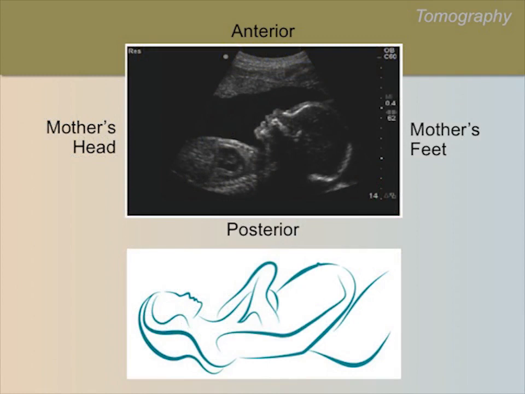Now let's apply these terms to an ultrasound image. This is an image of a fetus that is head down, which is a longitudinal lie, and more specifically, a cephalic presentation. Standard practice is to have the mother's head on the left side of the screen and her feet towards the right when you are scanning. Therefore, a fetus with a cephalic presentation has its head towards the mother's feet.